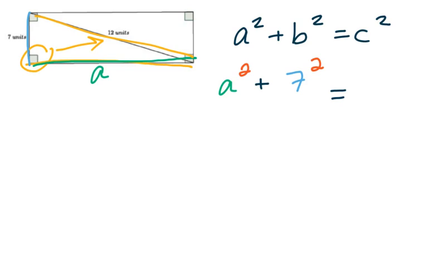It's very important that you're always squaring. And this is equal to C, and in this case we know that we have 12 for C, and we have to square that as well.